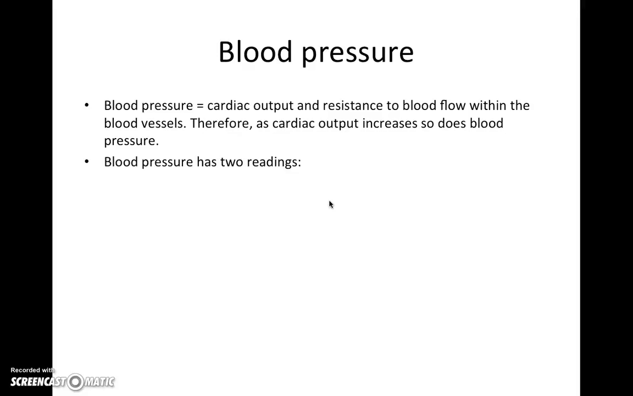So, blood pressure has two readings. Systolic pressure, which is when the heart pumps blood. So when your heart is contracting and blood is getting pumped out of the left ventricle, systolic pressure will be quite high because there's pressure in the arteries due to that pumping mechanism.